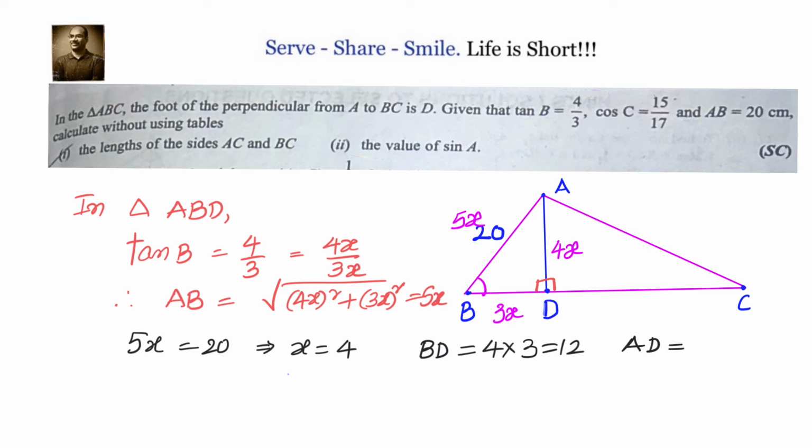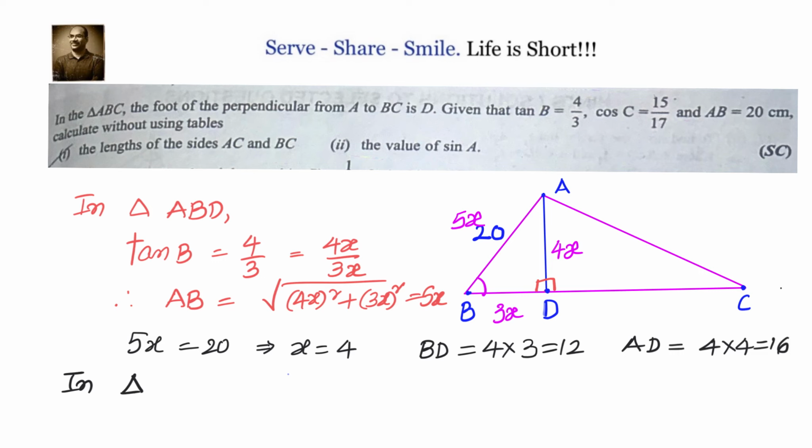Now we have got BD and AD values. Now we know cos C is 15 by 17. So let us go to triangle ADC now. So we'll write down in triangle ADC. Now what's our approach to solve this problem?